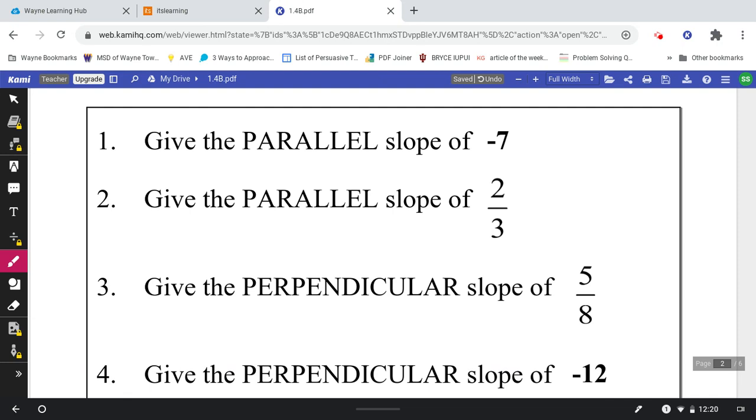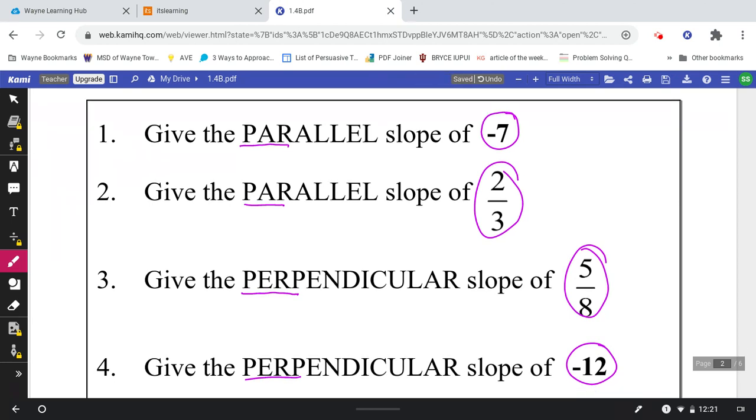Now, if you're writing in your notebook, I would just write the word parallel or even just PAR. And of course, the number. Perpendicular, I always just shorten it to perp. And of course, the number. Take a second to write those down if you need.